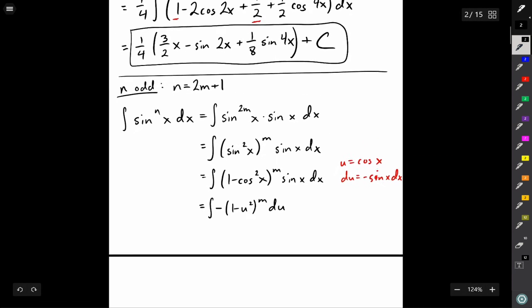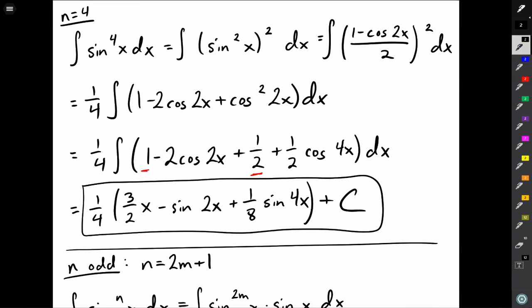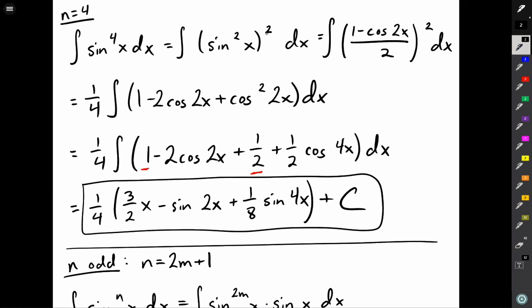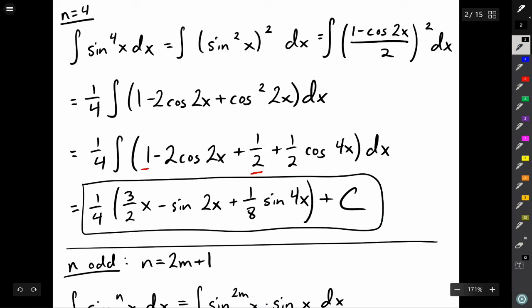All right? And the even one, you're going to follow the same logic here. This 2 will become whatever number it has to become. So like if n is 6, this will be a 3. If n is 8, this will become a 4, and so on, right? And so what you'll have is you have to expand this out. You'll get this cosine squared again, except this time you'll have something like cosine to the 4th, let's say. And you just have to keep re-expanding any higher powers of cosine.